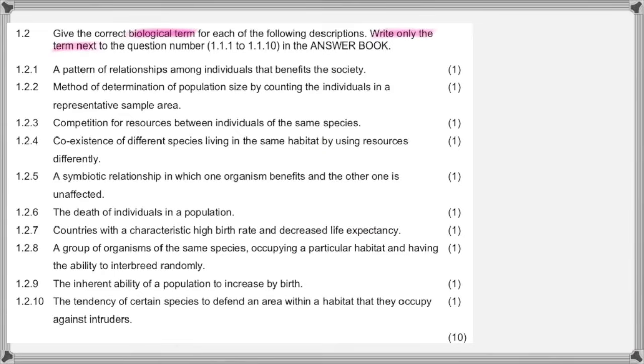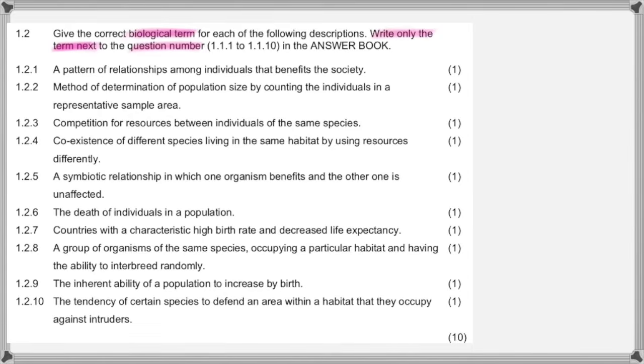Right. Let's now look at some terminology type questions in question 1.2. So these can all be found in the worksheet that has been uploaded for population ecology as well. If you haven't yet received or got the worksheet, please make sure you get your hands on it. These are some great questions that will help you prepare well for your final exam. So question 1.2 here, if we read the question carefully, says we're looking for a biological term for the descriptions that are given. And we're going to write only the term next to the question number.